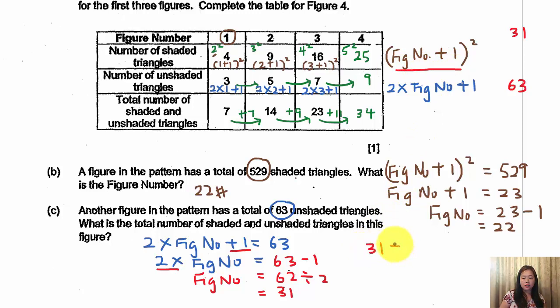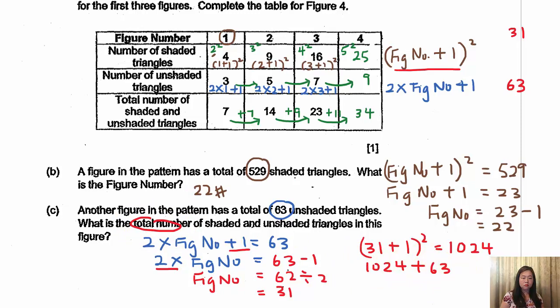31 plus 1, and we square it, it will become 1024. So to find the total number, it will be 1024 plus 63, and the answer will be 1087. Let's recap the concept that is tested here.